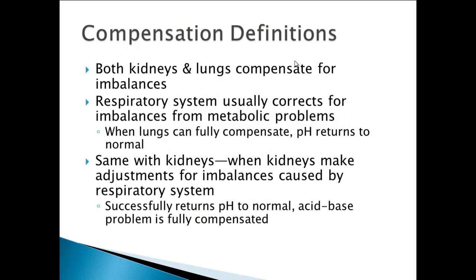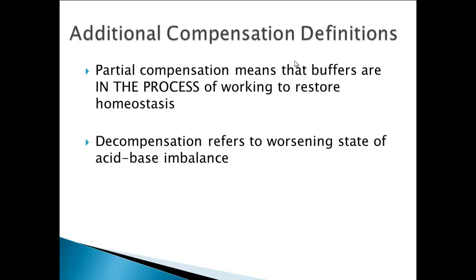Okay, let's talk a little bit more about compensation, which I've been mentioning off and on. Both the kidneys and the lungs can compensate for imbalances. Usually the respiratory system will correct for imbalances from metabolic problems. When the lungs are able to fully compensate, pH returns to normal. The same goes for the kidneys: when they make adjustments for imbalances caused by respiratory problems, we say the kidneys are compensating. Things are fully compensated when the pH returns to normal.